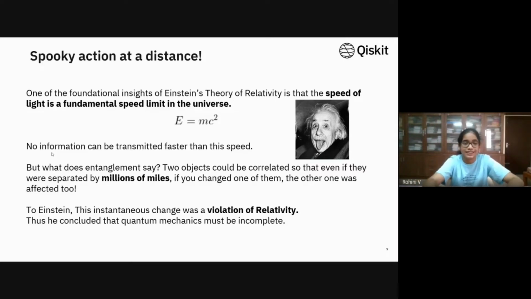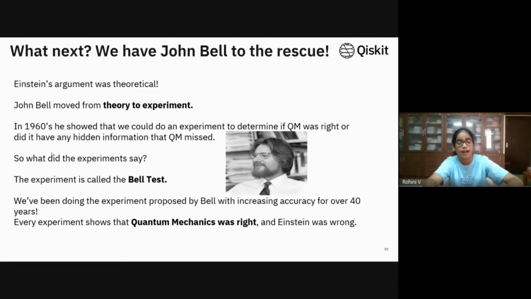So what next? We have John Bell to the rescue. Einstein's argument was theoretical. He didn't give a chance for any experiment, he just worked by the papers and by the theory. He concluded that quantum mechanics is incomplete, and he was like, "Oh no, this would violate my speed limit." And he just concluded like that.